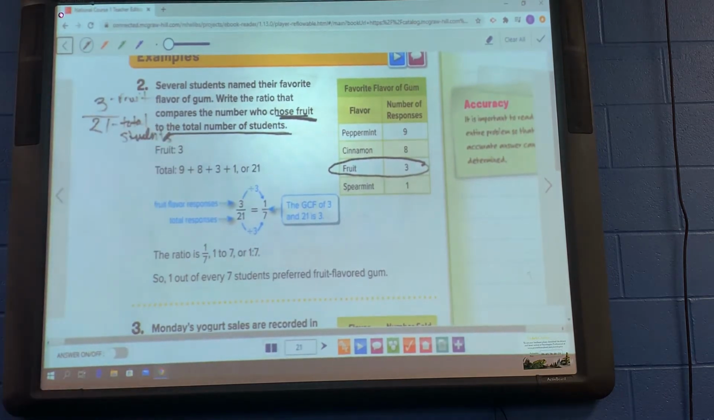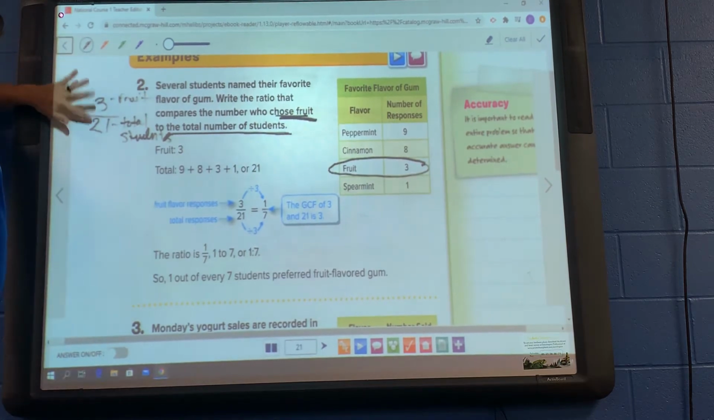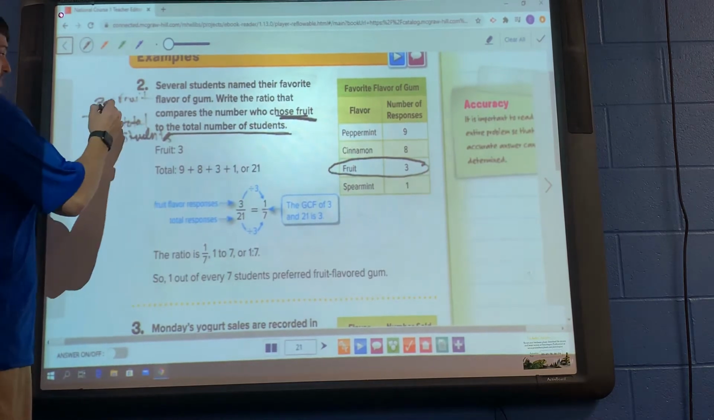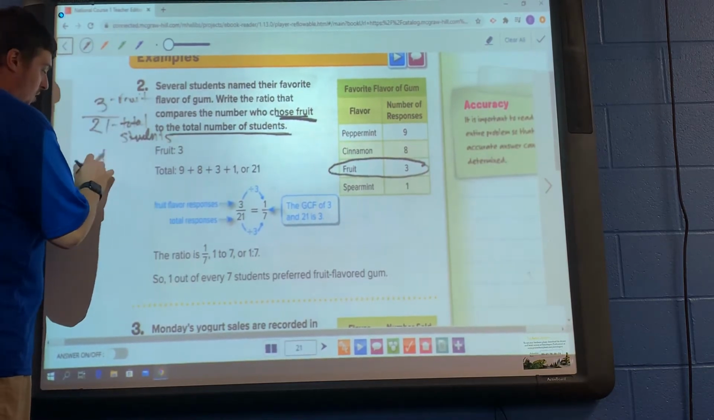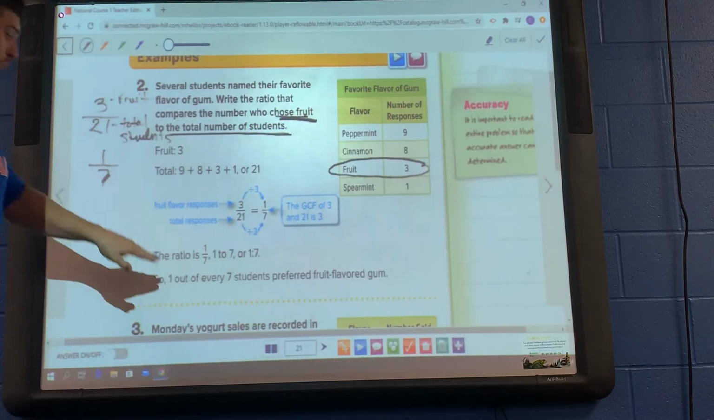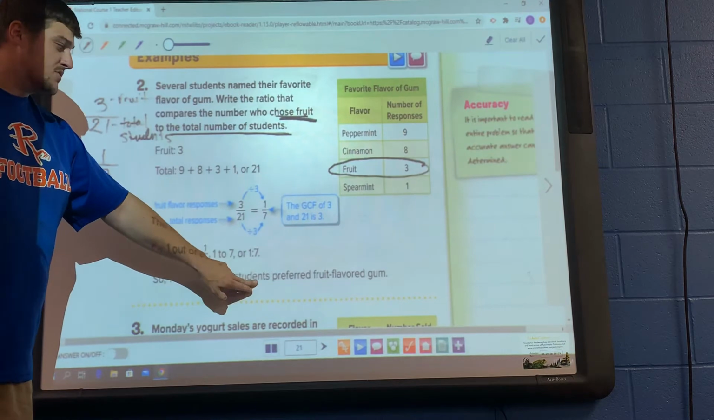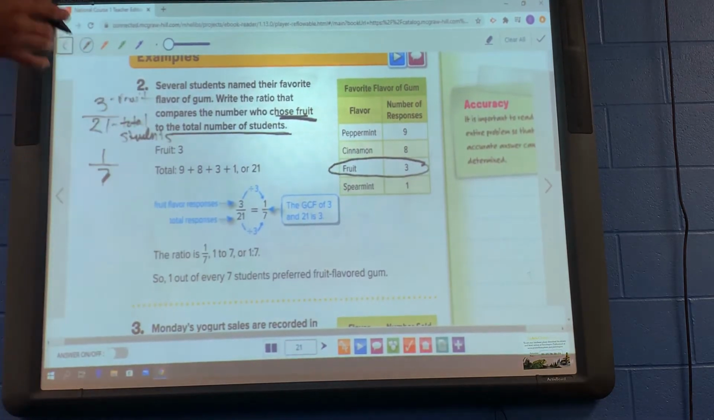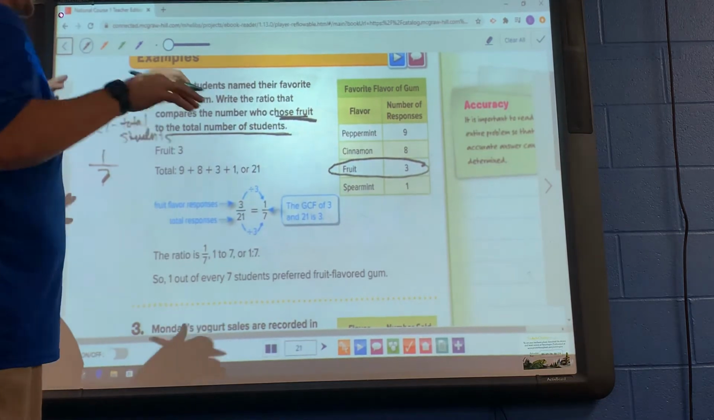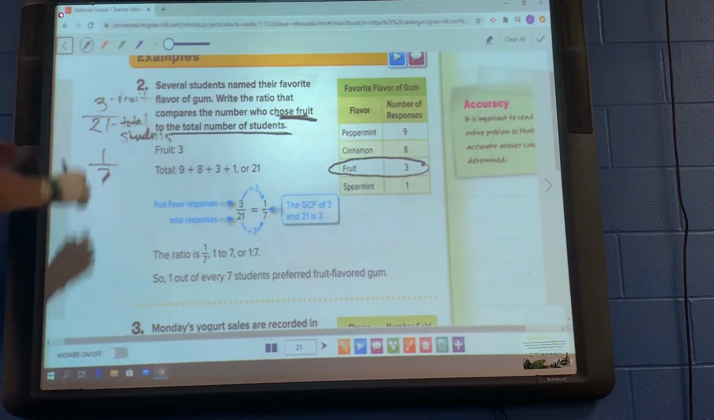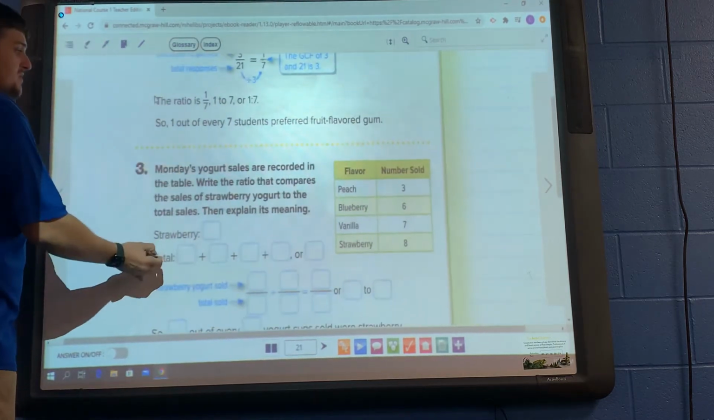Now we have to simplify this. Just like we did with the greatest common factors, we're looking at 3 and 21. What can we simplify out of this? The greatest common factor of those two is 3, so we're going to divide the 3 out. That becomes 1 to 7. That means 1 out of every 7 students prefers fruit flavored gum. So all you're doing is simplifying it, and then that's how you explain it. Just like before, all we're doing is simplifying ratios.